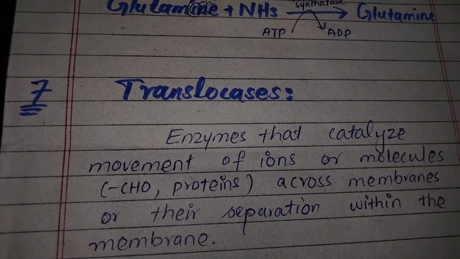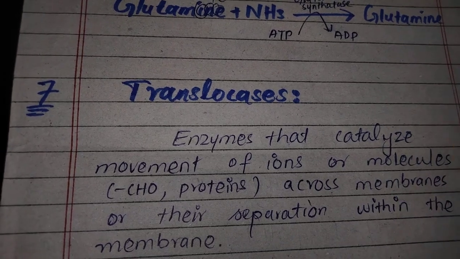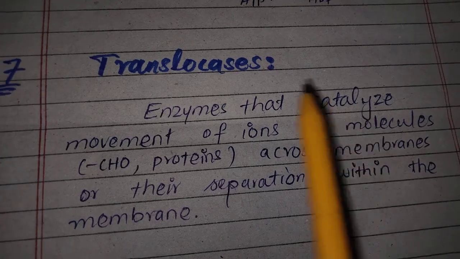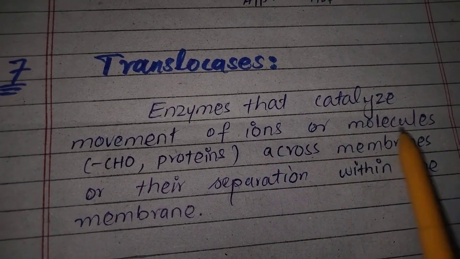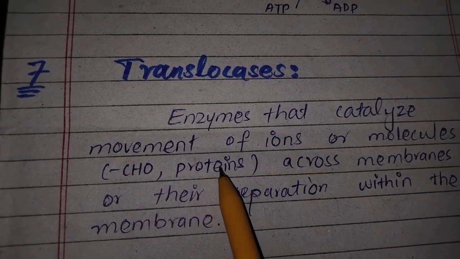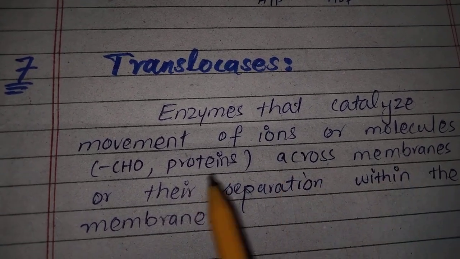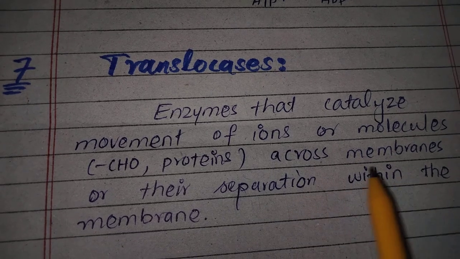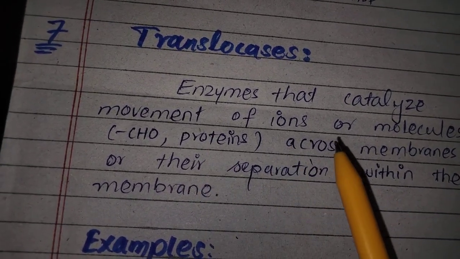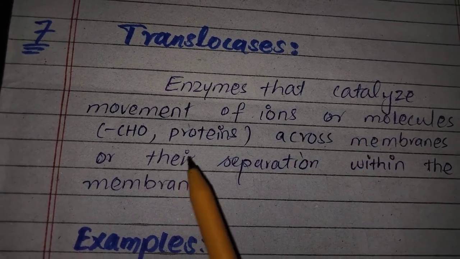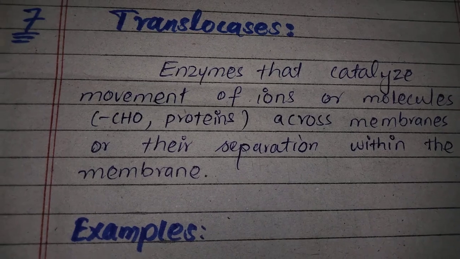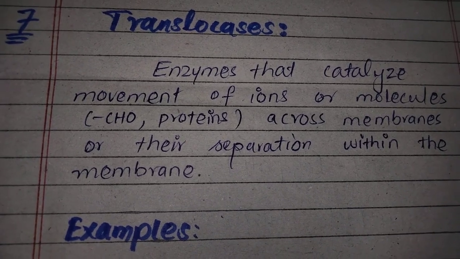Last but not the least, seventh class of enzyme, that is translocases. Translocases are the enzymes that catalyze movement of ions or molecules. Molecules may be carbohydrates, proteins, etc. across membranes or their separation within the membrane. It means they are enzymes that control either the movement of molecules across the membranes, or you can say molecules separate within the membrane.